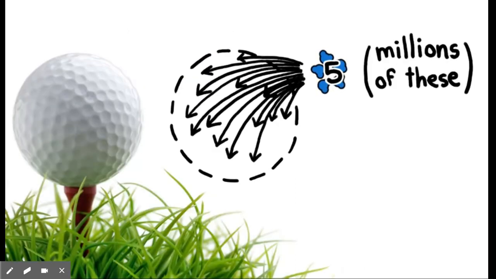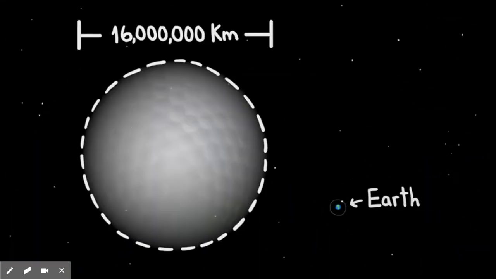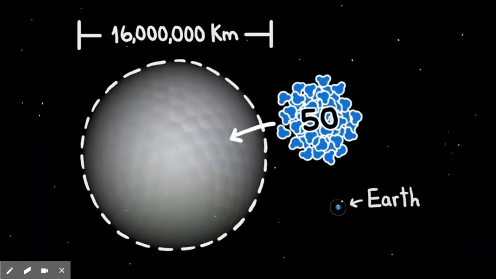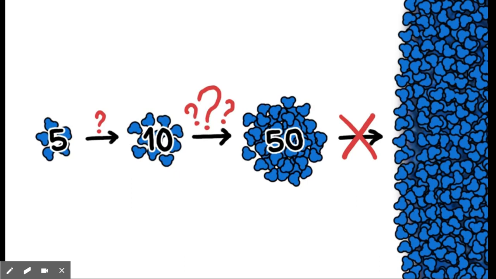And while there are millions of 5-molecule clusters in a golf ball-sized volume of air at dew point, odds are that only one of those clusters will grow to a size of 10. And you'd need a golf ball of air 10 million miles across to find a single 50-molecule cluster, which basically means that clusters of water molecules never get to that 150 million mark on their own.